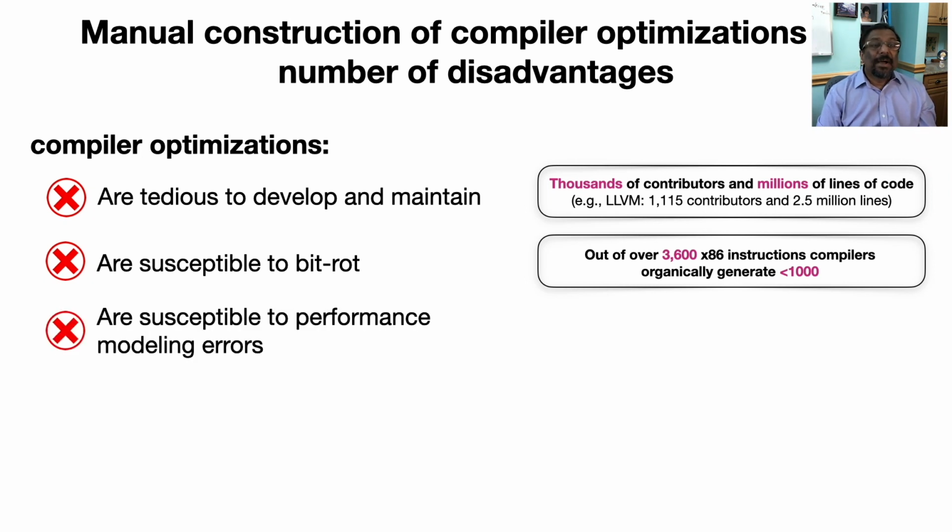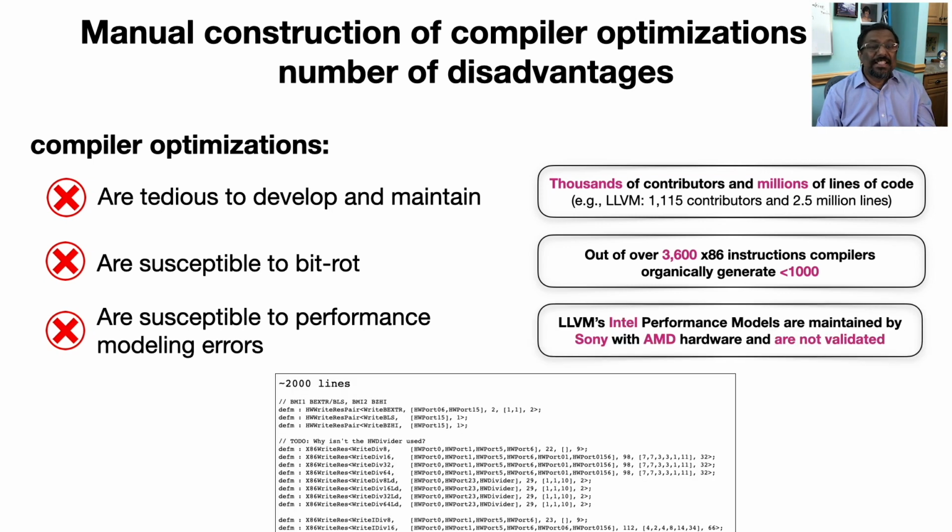Worse, compilers are susceptible to performance modeling, because most compiler decisions have to be made through some performance model. In fact, if you look at the LLVM performance model, it was created by Sony for AMD hardware, and that exact same model is used for Intel hardware. So even when Intel updated the hardware, not only is it not taking advantage of the hardware, it's using some very old, different vendor's machine to predict the performance. And we found this performance model to have almost 20% error.